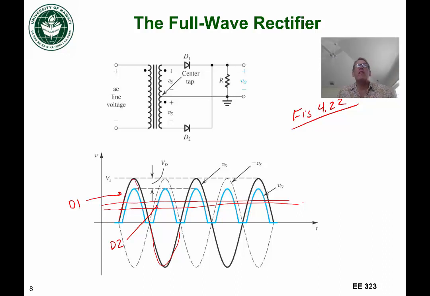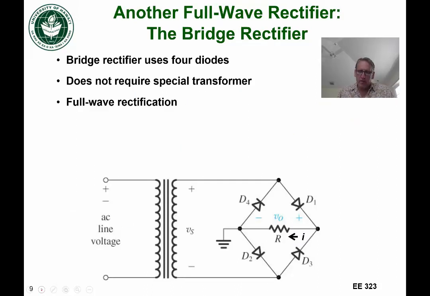Okay, so one of the downsides of this full wave rectifier is that we need this special and fancy transformer, this center tap transformer. There is in fact another way to do this, and this is called the bridge rectifier. This is a very commonly used circuit, and we'll talk about it here for your reference. This is figure 4.23 in your text.